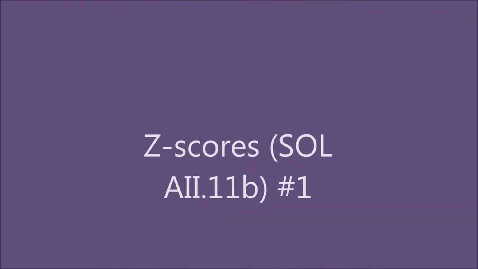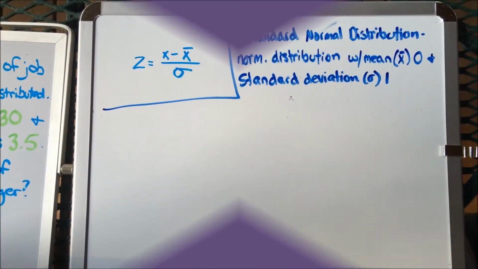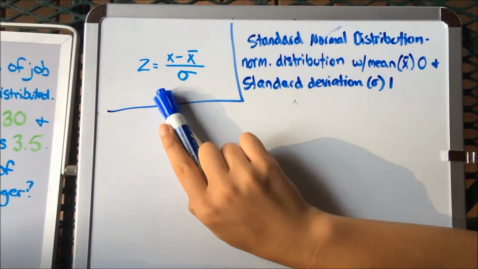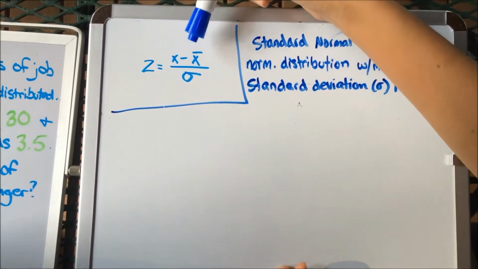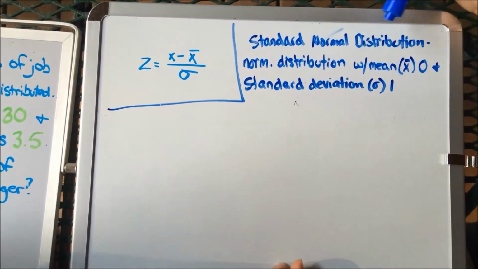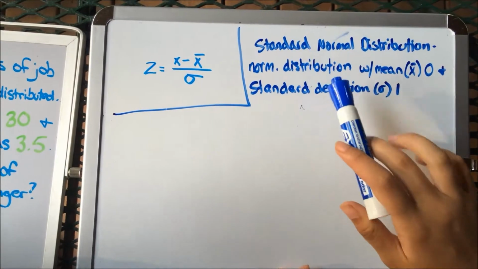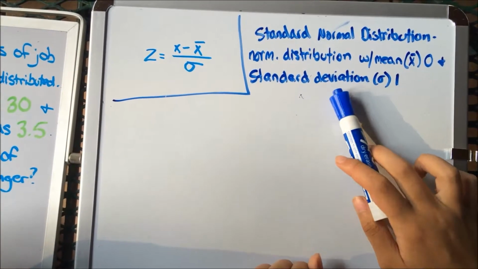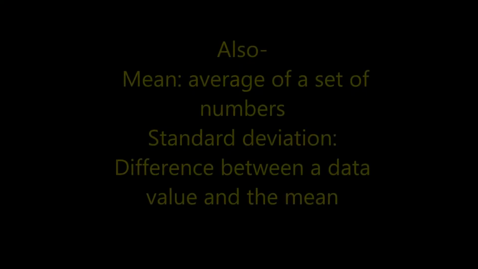Next, we'll be learning about standard deviation and z-scores. Important for this lesson is the z-score formula, which is x minus the mean over standard deviation. And also, standard normal distribution is a normal distribution with a mean that looks like this, 0, and a standard deviation of 1.